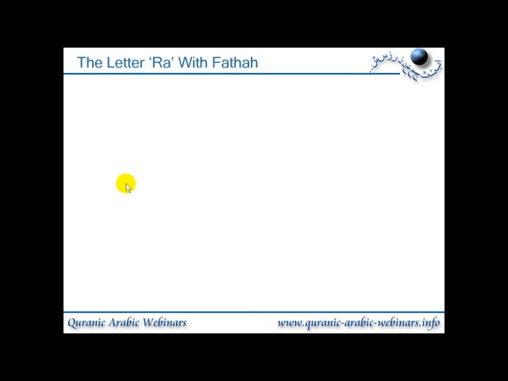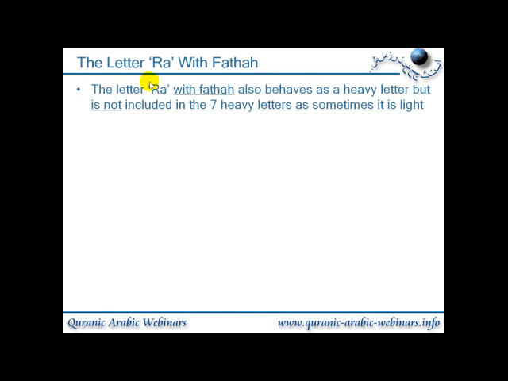The letter Ra with Fathah. The letter Ra with Fathah also behaves as a heavy letter, but is not included in the 7 heavy letters, as sometimes it is pronounced light. So this is pronounced as heavy Ra, but it cannot be pronounced as light Ra. Again, it is pronounced as heavy Ra.